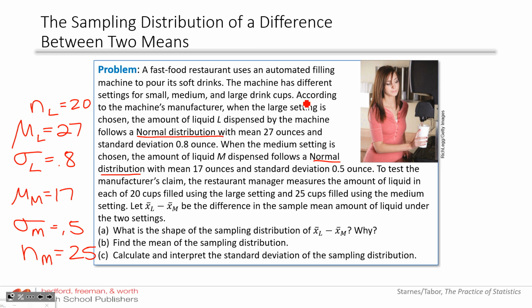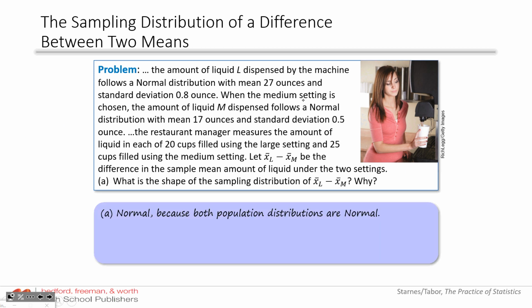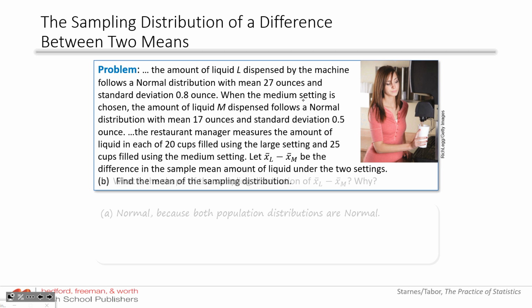Let X bar sub L minus X bar sub M be the difference in the sample mean amount of liquid under the two settings. What's the shape of the sampling distribution of the difference and why? Well, remember, they told us, I underlined here in red and here in red, that both of the population distributions are approximately normal, and therefore the shape of the sampling distribution of the difference between these two are also going to be normal, right? And that's part of the central limit theorem.